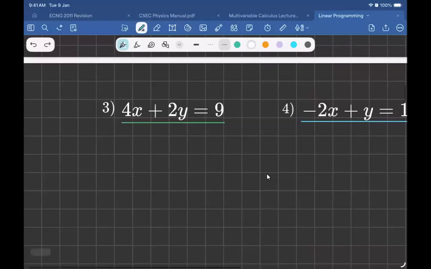How many points do you need to draw a line? 2 points. You remember how to find those 2 points? Yes. What were the 2 points?